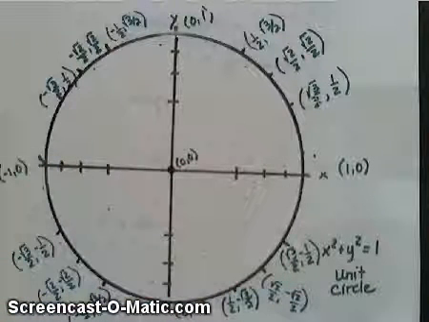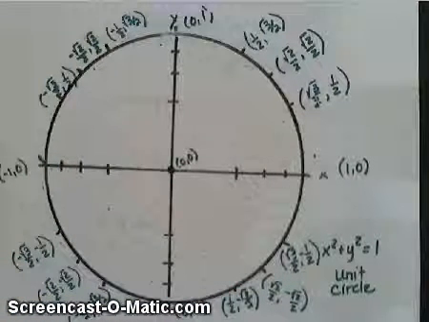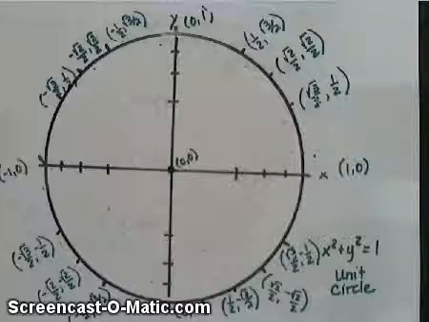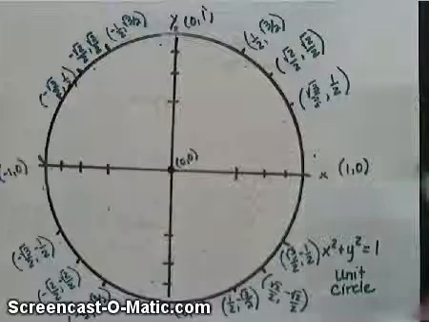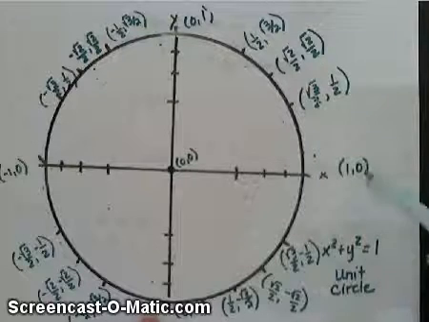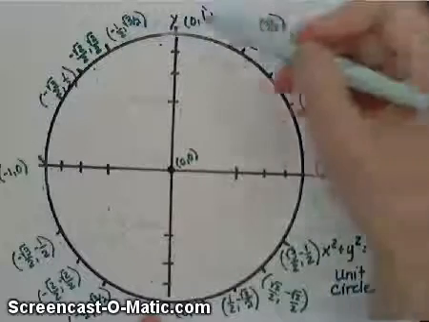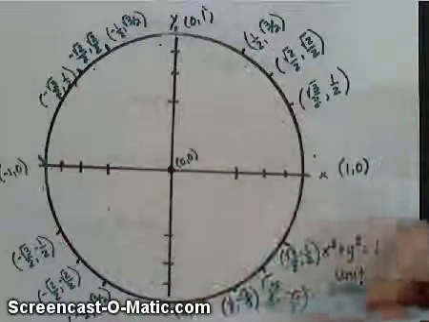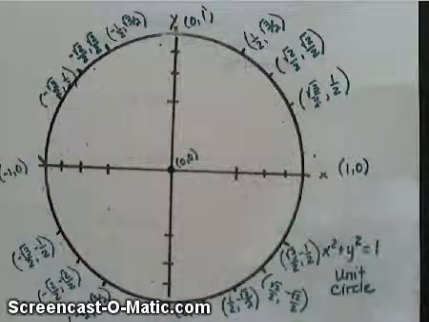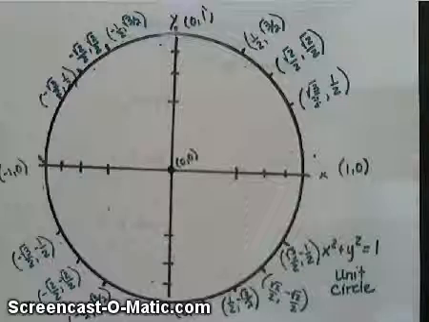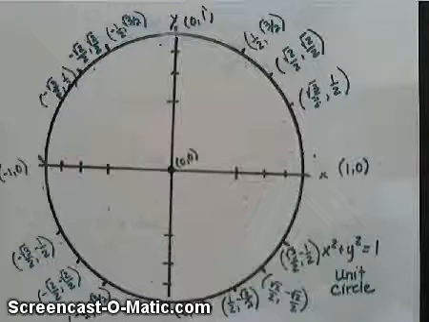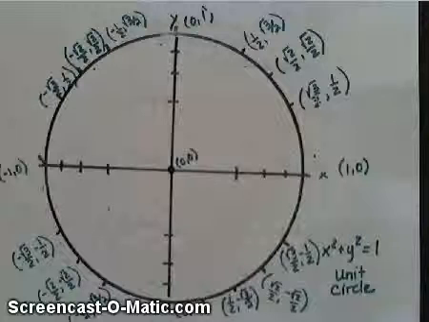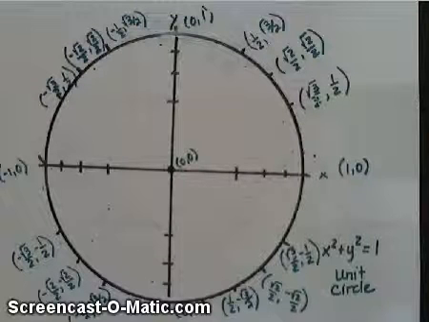Now, let's look at what we've done. We have now marked off 16 angles on this chart, starting here: 1, 2, 3, 4, 5, 6, 7, 8, 9, 10, 11, 12, 13, 14, 15, 16, and back around would be 17. 16 different angles on this chart. And we have given each of them a set of x, y coordinates. This is the unit circle.